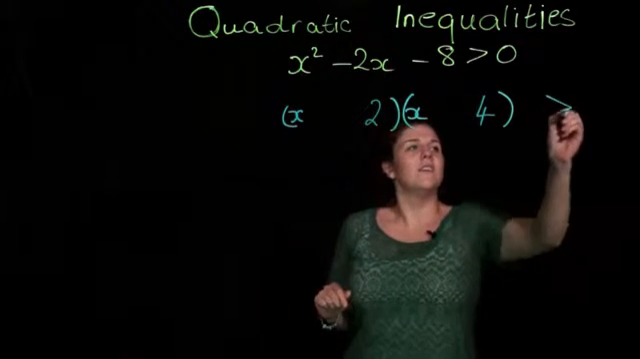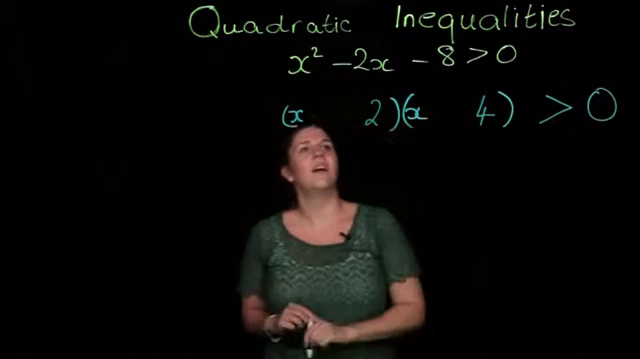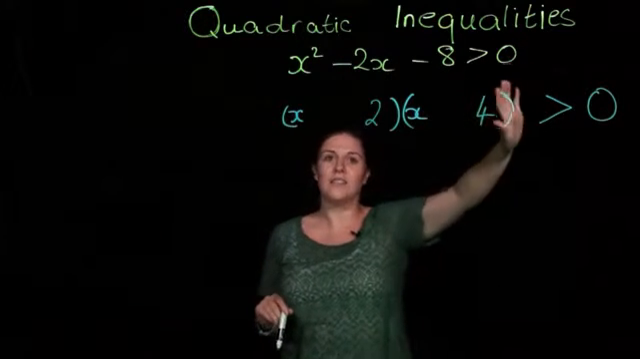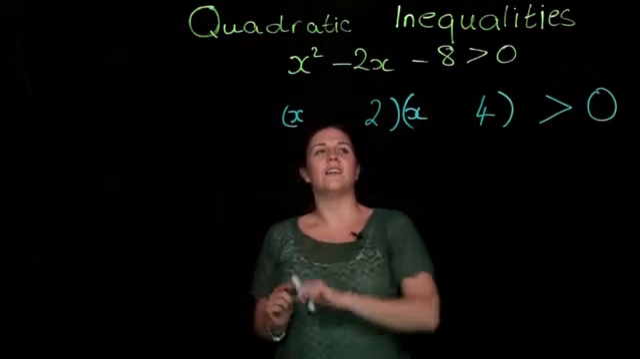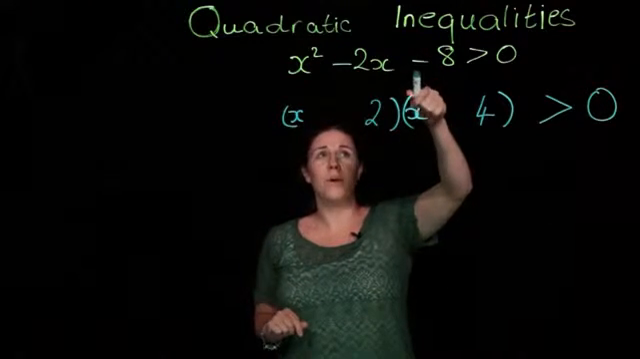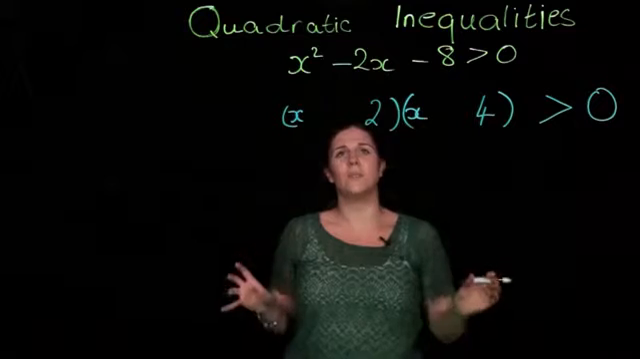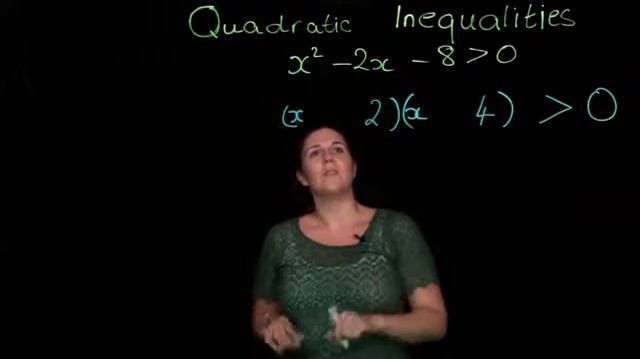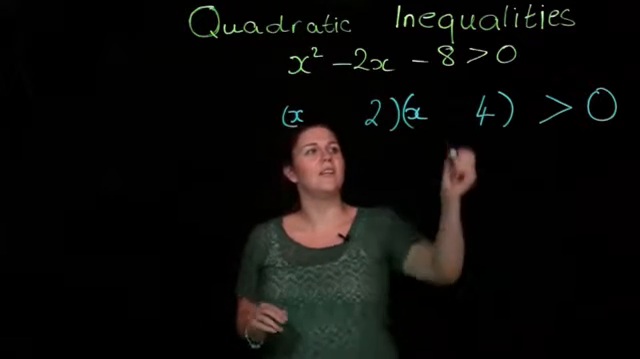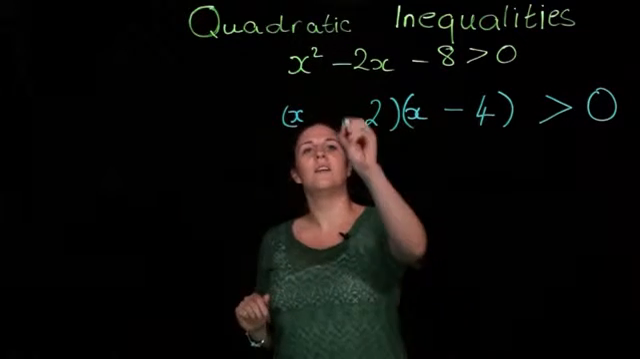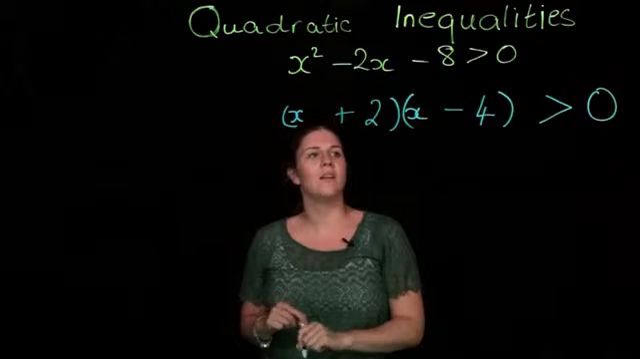Remember, this is all greater than 0, and you can't factorize unless you've got the 0 there. So now we need to put in our signs. Because there's a minus here, that means our signs are going to be different. So we're going to have a plus and a minus. We want to end up with a minus 2 at the end, so the minus goes here and a plus here.